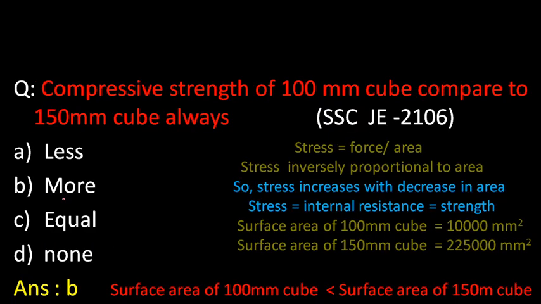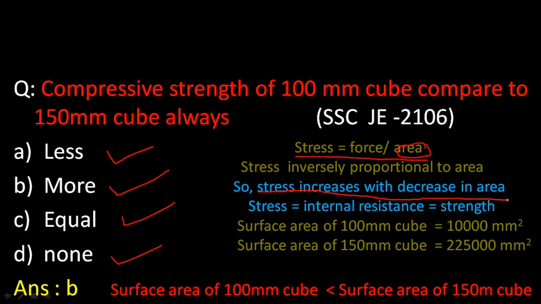Right? So see here one more important and interesting question. The compressive strength of 100 mm cube compared to 150 mm cube is always less, always more, or equal to that, or none of the above. Right? So to answer this question, here I have an explanation. You know what stress means. Stress is nothing but force per unit area. From this equation, you can say that stress is inversely proportional to area. So what do you mean by this? Stress increases with decreasing area.